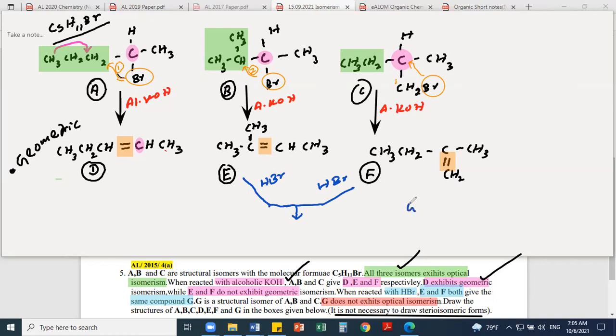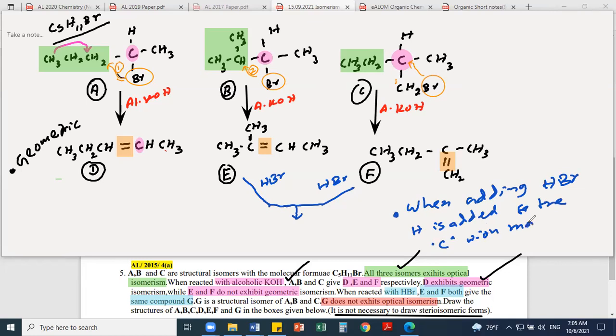Okay, how to add HBr? Again, I am writing now. When adding HBr to alkene or alkyne, please write that if you want. When adding HBr, hydrogen is added to the carbon containing more hydrogen, the carbon with more hydrogen. So now there are two possibilities. Now I'll mark here. When adding HBr, hydrogen can be added to this carbon or this carbon.